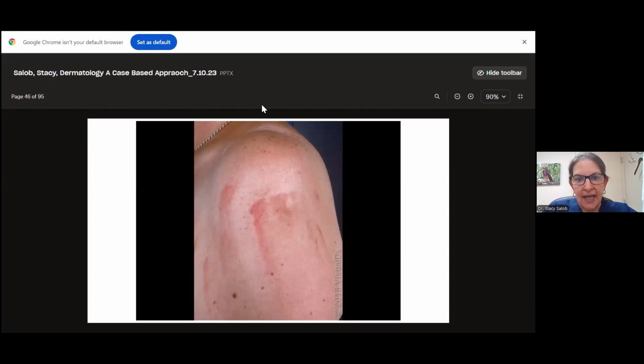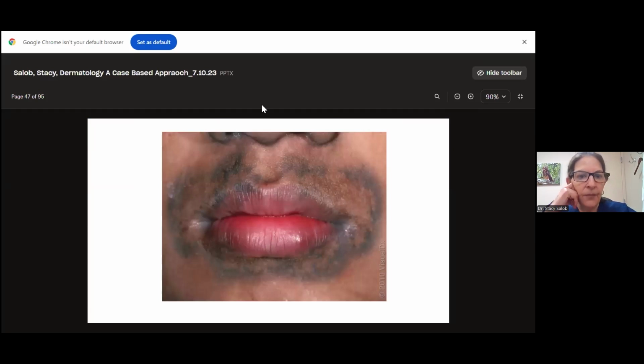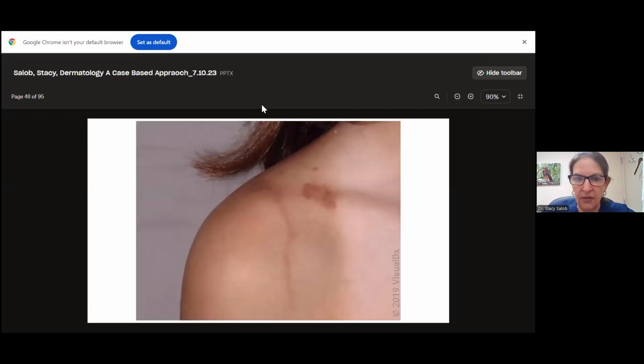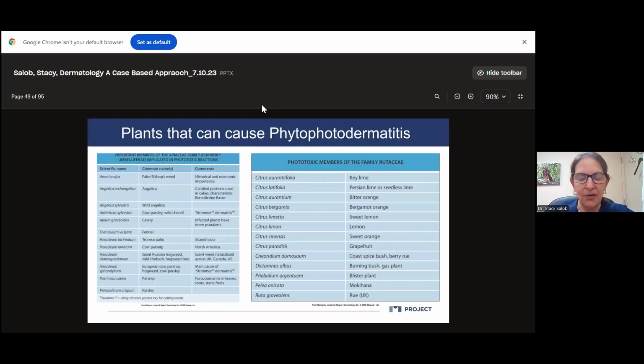Sometimes you can catch the inflammatory phase, but again, these are very streaky, really bizarre shapes. In skin of color, the pigmentation can be even more striking and even more difficult to take care of. Again, very streaky, unusual shapes, but you sound very smart when somebody comes in with this phytophotodermatitis and you start asking them questions about their exposures. Usually you can figure it out.